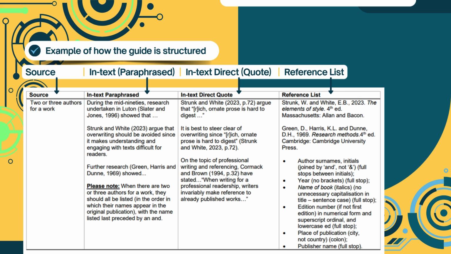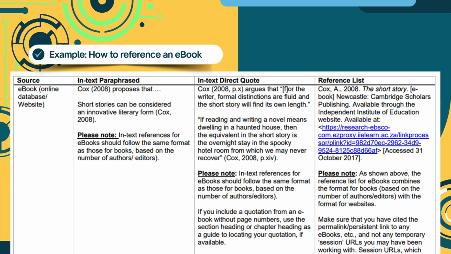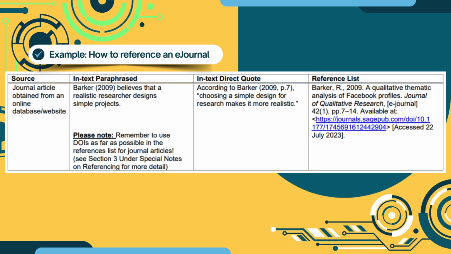Here is an example of how the guide is structured. The first column shows what kind of source it is, and the next two columns cover in-text citation examples. Last of all, an example of how to write the reference list entry is shown. This is the correct structure for referencing a physical book. And here we have the details required when referencing an ebook. Similarly, a hard copy of a journal article is referenced as shown, whereas an online journal reference follows this particular structure.